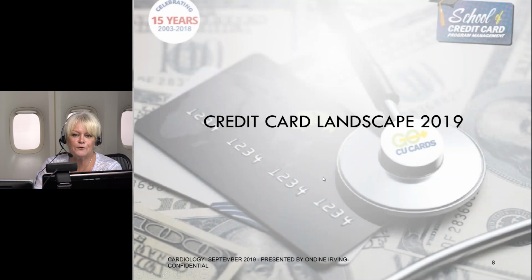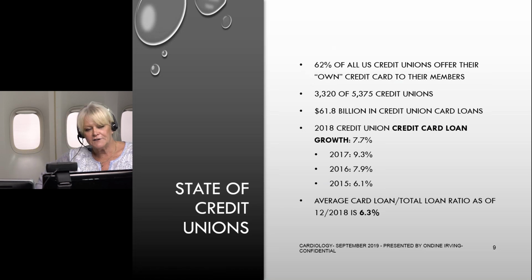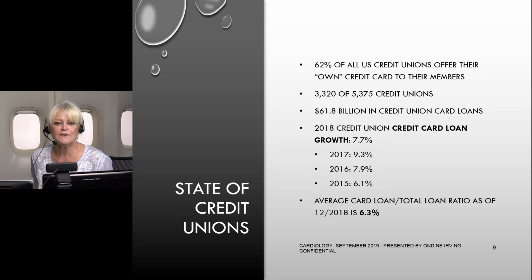I want to talk about the credit card landscape going into 2019. Now, 62% of all credit unions in the United States offer their own programs to their members. This does not include some of the other credit unions that have sold their programs to banks like Envision, Ent Credit Union. These are credit unions that own the loan. So kudos to you.